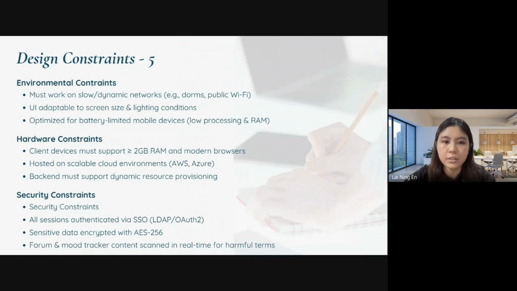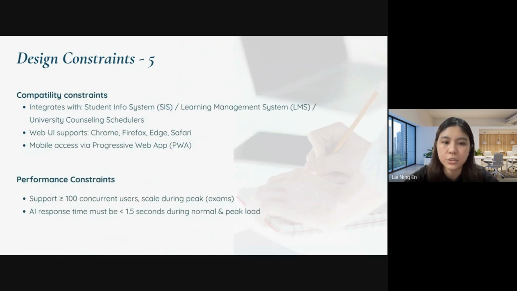Next, security constraint. All logins are secure using SSO via the institutional identity system. All sensitive data is stored with AES-256 encryption. Additionally, posts and mood entries are scanned in real time for harmful expression. And for the compatibility constraint, the system must seamlessly integrate with university infrastructure like the SIS, LMS, and counseling schedulers. The interface must work with Chrome, Firefox, Edge, and Safari on mobile.